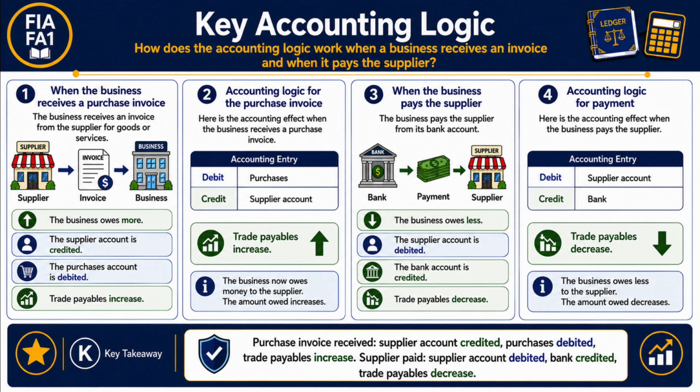Trade payables increase. When the business pays the supplier, the business owes less. The supplier account is debited. The bank account is credited. Trade payables decrease.